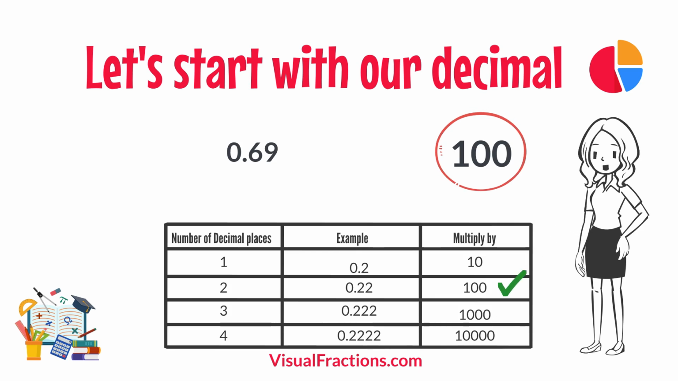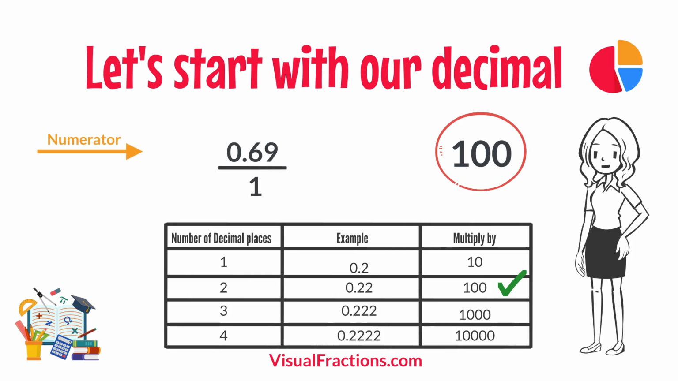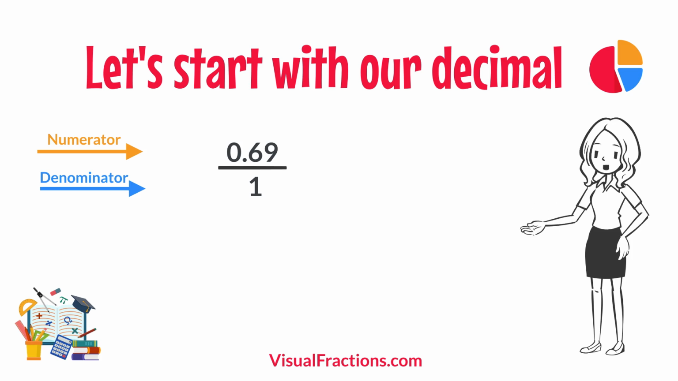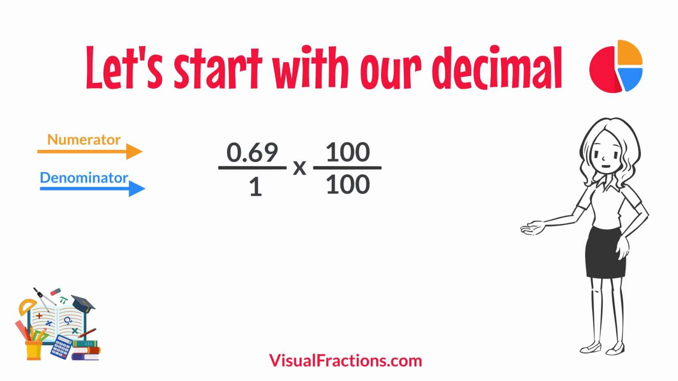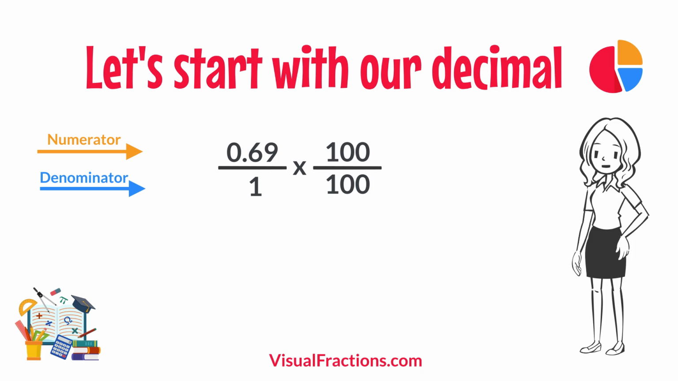To convert this decimal into a fraction, you initially put it over 1, essentially treating the decimal as the numerator in a fraction where the denominator is 1. This sets up the conversion process where we multiply both the numerator, the decimal, and the denominator, 1, by 100 because there are two decimal places. So, 0.69 times 100 gives us 69, and 1 times 100 gives us 100.